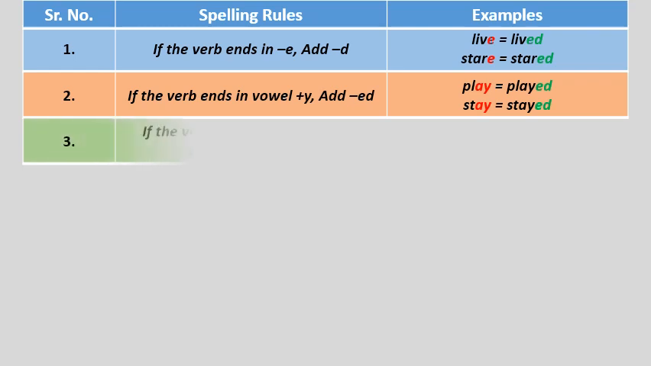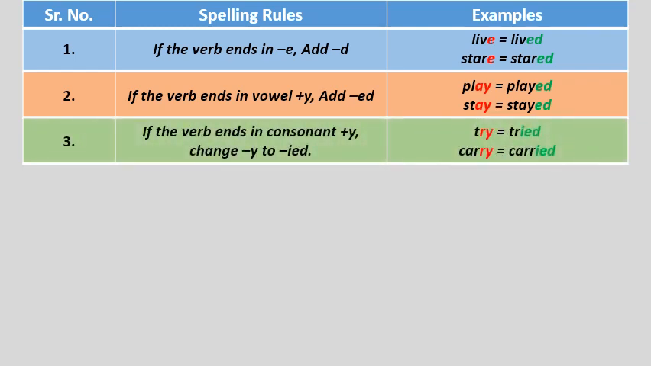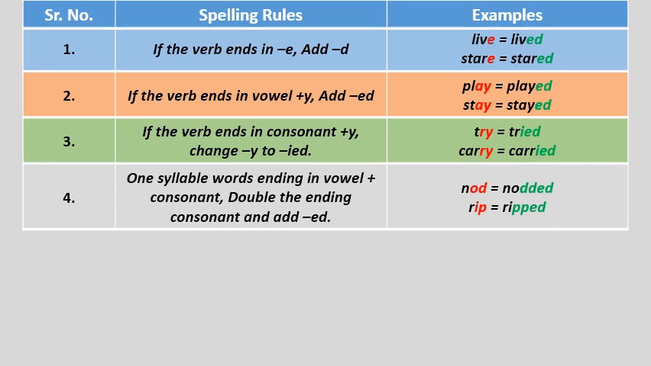Number 3. If the verb ends in consonant plus Y, we change Y to IED, meaning we remove Y and add IED at the end of the verb to make the past tense. For example, try, tried, carry, carried. Number 4. One syllable words ending in vowel plus consonant.